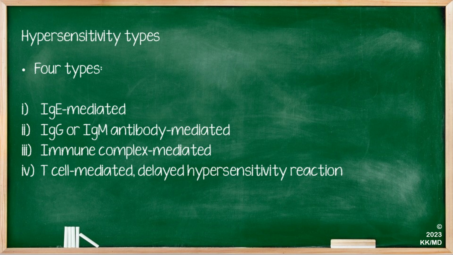If you recall, just as a quick recap, we have 4 types of hypersensitivity. Type 1, which is IgE mediated. Type 2, which is IgG or IgM antibody mediated. Type 3, which is immune complex mediated. And then now Type 4, which is the topic of this video, a T-cell mediated delayed hypersensitivity reaction. If you would like a refresher of Type 1, 2, or 3 hypersensitivity reactions, please click at the appropriate corner of the video.